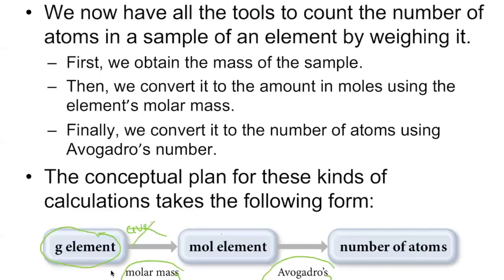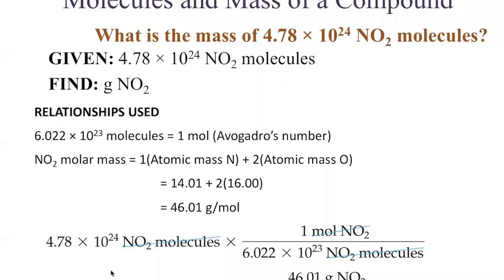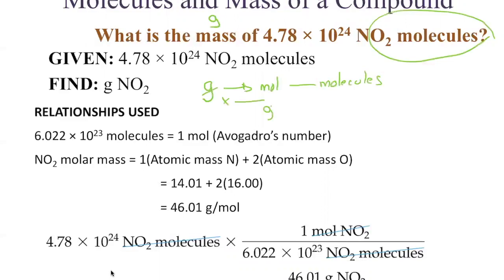Okay, so let's do an example. What is the mass? That means they want the answer in grams, and they're giving you molecules. There is no direct relationship, so come up with a plan. You're going to go from grams to moles to molecules. In here, you're going to have a conversion factor. Grams is going to be at the bottom because you want to cancel it. At the top, you're going to have moles. Then here, you're going to have moles at the bottom and molecules at the top.